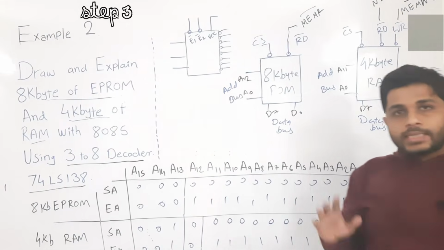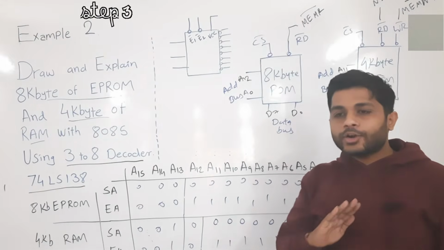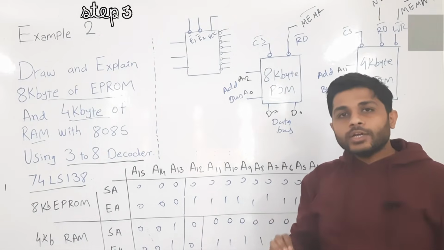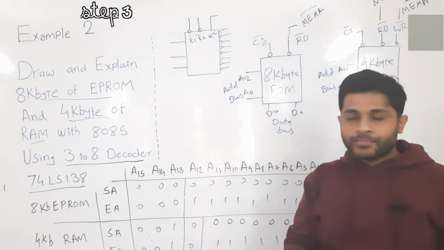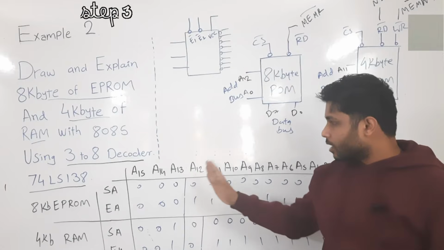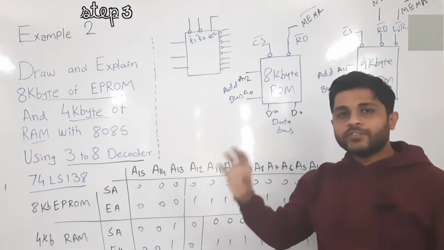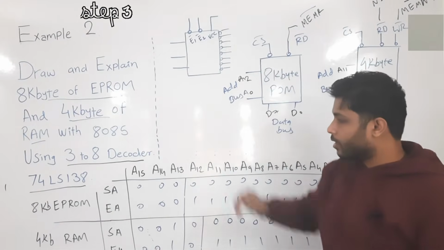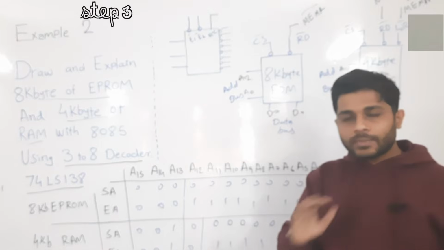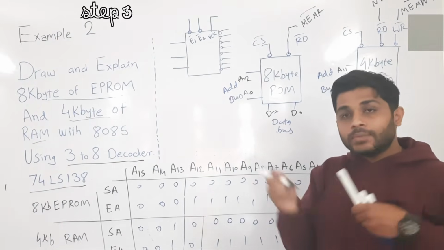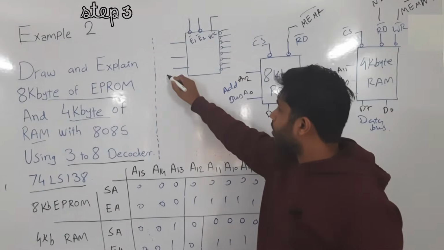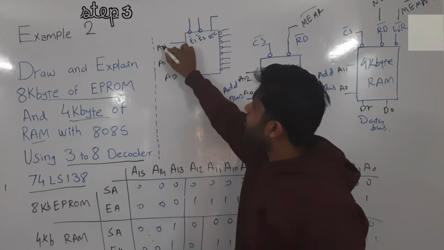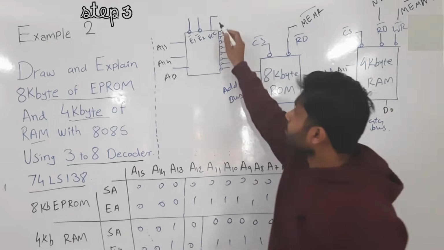I just told you that the address lines which are not provided to any memory will be connected to the chip select logic. So what are the remaining address lines? A13, A14 and A15. So A13, A14 and A15 will be used for chip select, and for the chip select logic we are using the decoder. So the remaining address lines will always be connected to the decoder. So A13, A14 and A15 are connected to the decoder.